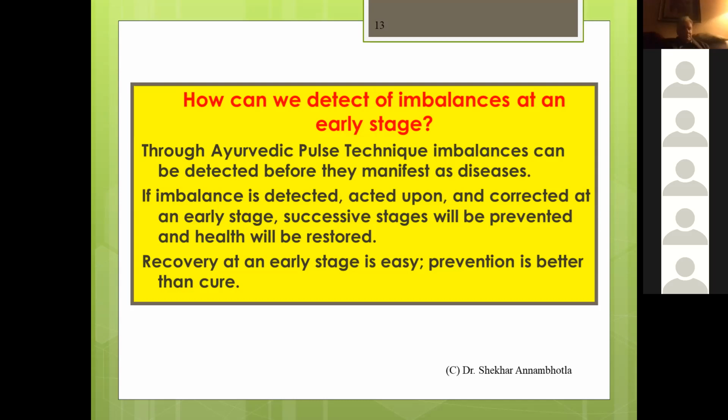If the imbalance is detected, acted upon and corrected at an early stage, successive stages can be prevented in health and disease. Ayurveda clearly mentions there are six stages of manifestation of disease. Sanchayancha prakopancha prasaram sthana samshayam vikti bhedam jayo veti doshanam sambhavet bishak. So Sanchaya, Prakopa, Prasara, Sthana Samshaya, Vikriti, Bheda are the different stages of the manifestation of disease. If you arrest them in the early stages, further disease will not take place. Recovery at an early stage is easy.